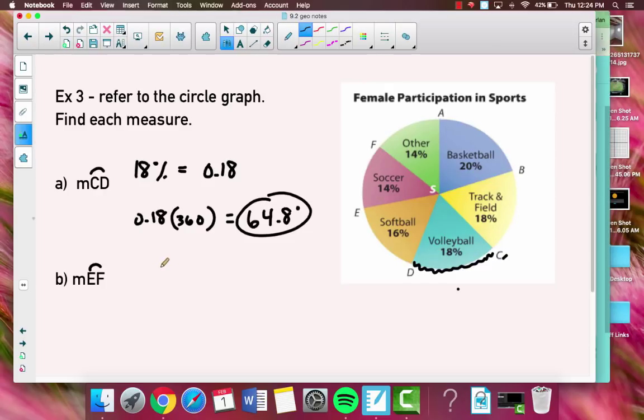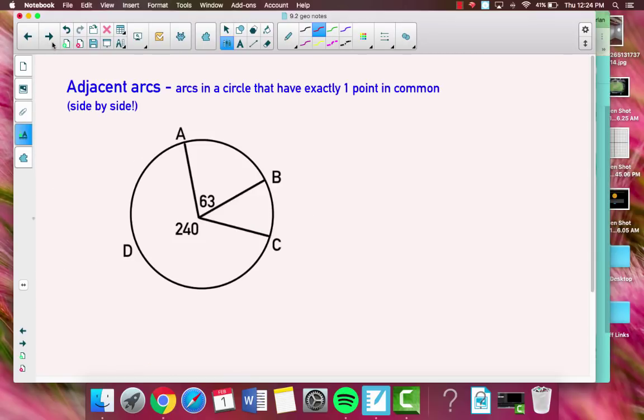So I want you guys to go ahead and try finding the measure of arc EF. Notice EF is for soccer. You need to convert your percentage into a decimal and then multiply it by 360, and that should get you the degree. So go ahead and try that and then type in your answer.